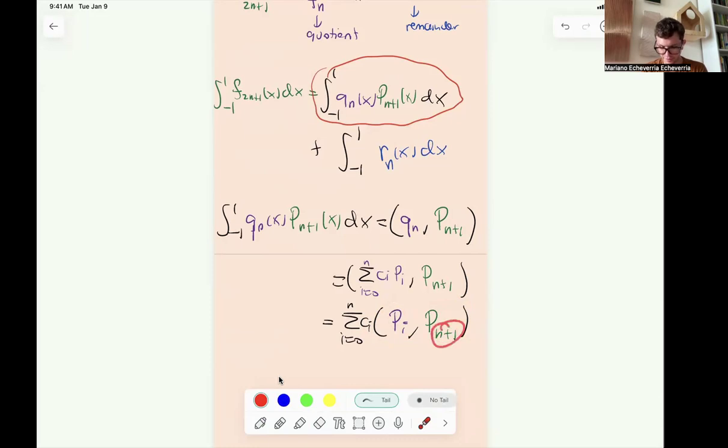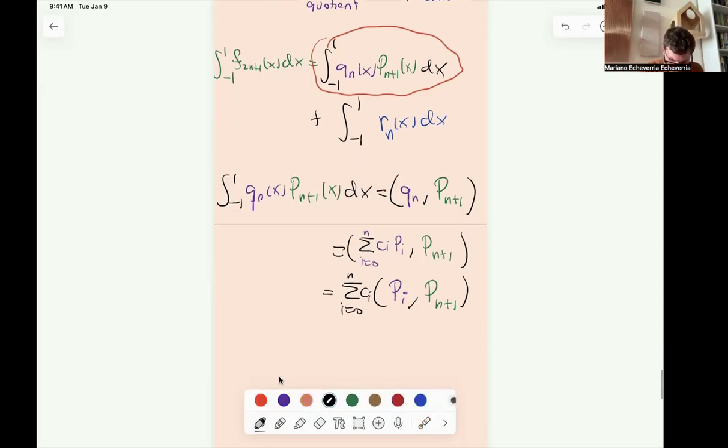This is the degree n plus 1 Legendre polynomial, and this is a Legendre polynomial of a degree less than that one. So it's just automatically orthogonal. That's how you define them, right? So this vanishes automatically, which is the cool thing. So this is automatically 0 because of orthogonality. And that means that this integral goes away.